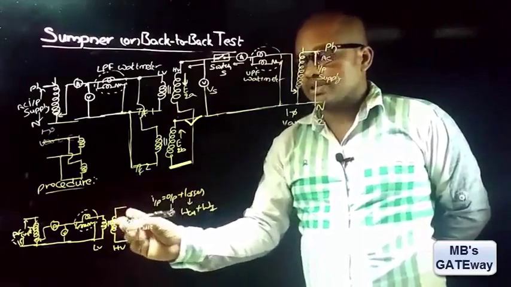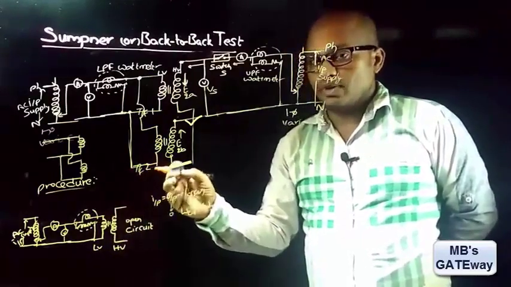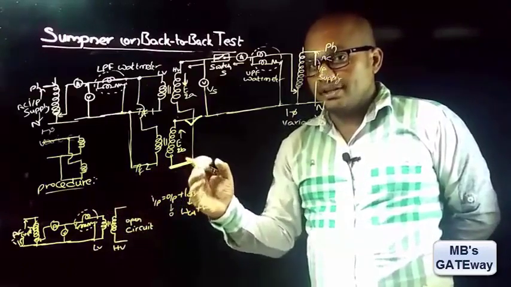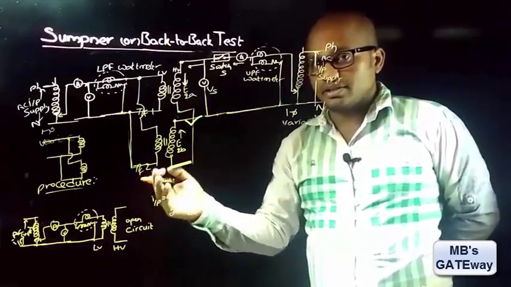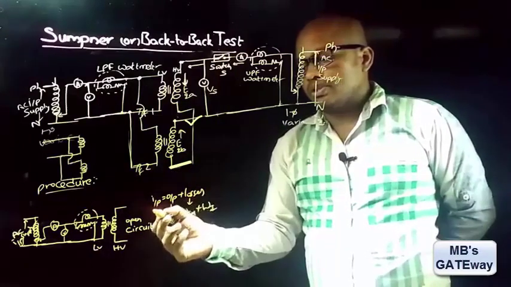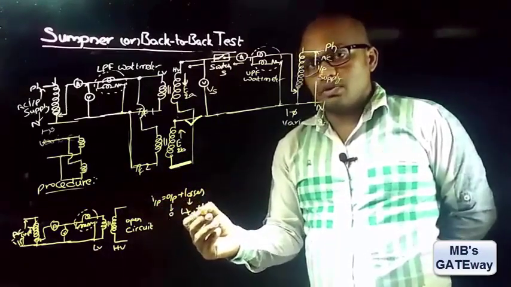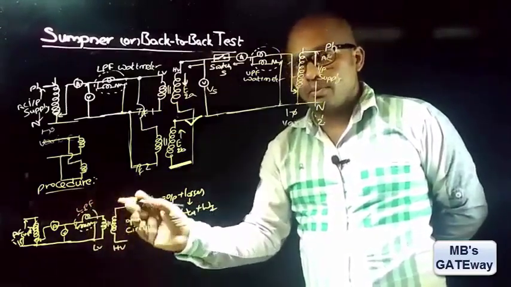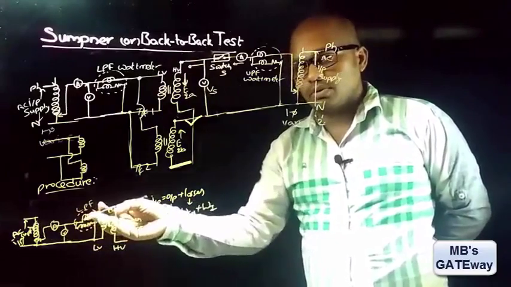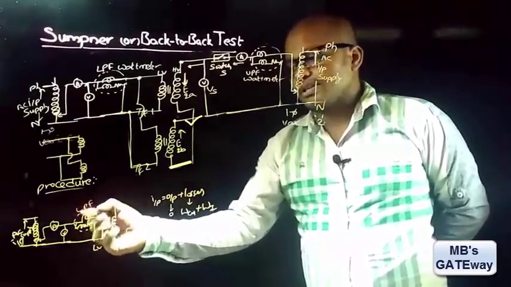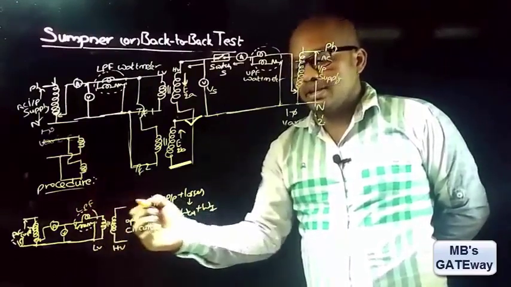And in the open circuit test, as the transformer drags 4 to 5% of full load current, copper losses are very low, because copper loss depends on the current. So copper losses can be neglected. So input power can be taken as equal to iron losses. And here we are using an LPF type of wattmeter in the open circuit test to measure the input power. So as input is equal to iron losses, this wattmeter reading will indicate the iron loss of the transformer.